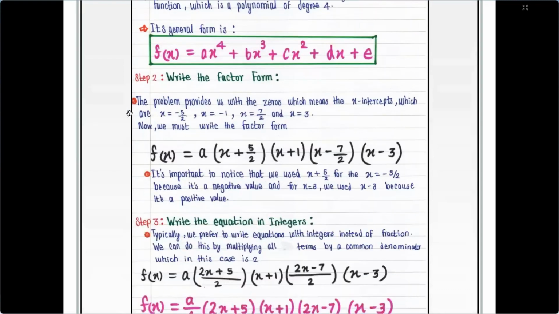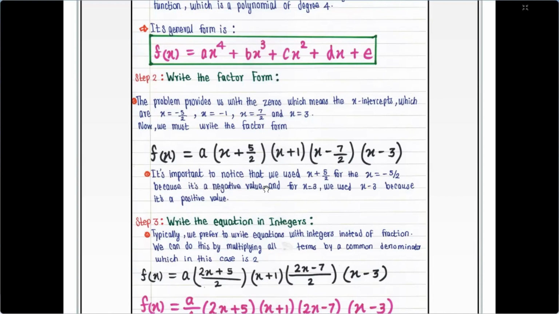Step 2, write the factor form. The problem provides us with the zeros, which means the x-intercepts, which are x equal minus 5 over 2, comma, x equal minus 1, comma, x equal 7 over 2, and x equal 3. Now we must write the factor form. Fx equal a within bracket x plus 5 over 2 within bracket x plus 1 within bracket x minus 7 over 2 within bracket x minus 3.